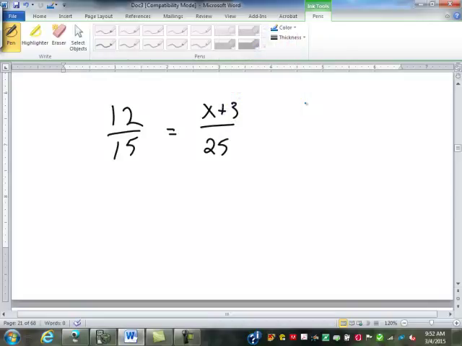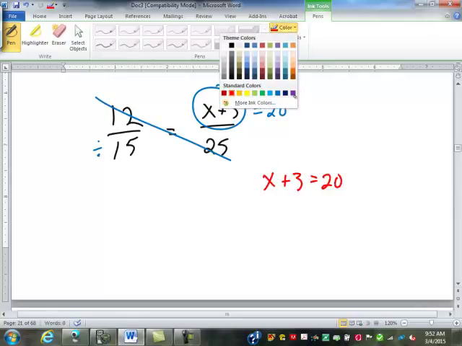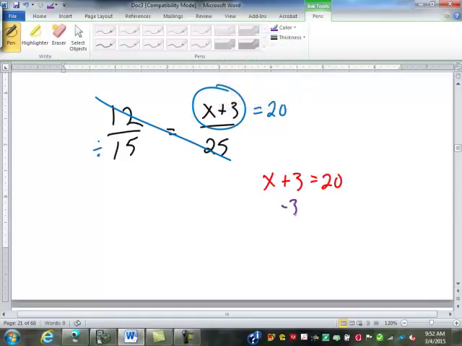So for this one, there's two ways we can go about it. I'm going to show you the simple way first, but then I'm going to show you the way that probably gives you fewer mistakes. So I'm solving for x plus 3, not for x, but x plus 3. And I'm going to cross multiply and divide. 12 times 25 is 300, divided by 15 is 20. So x plus 3 equals 20. Now I don't want x plus 3, I want to know what x is. But if I know that x plus 3 equals 20, how do I find x? Subtract 3. So x equals 17.